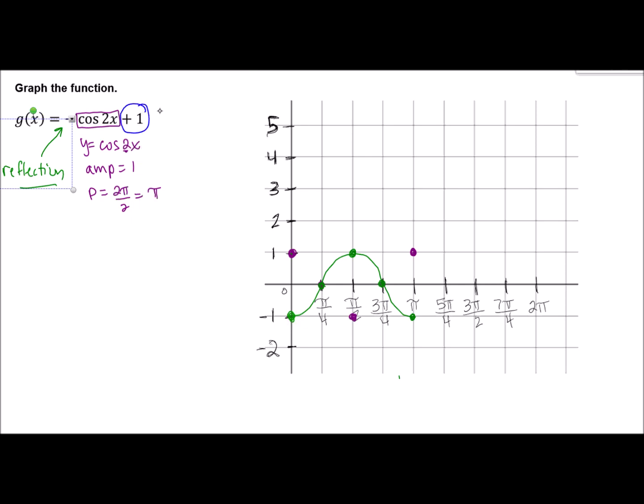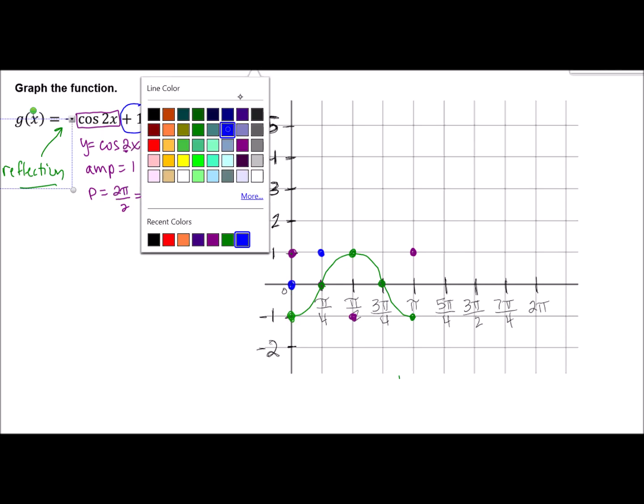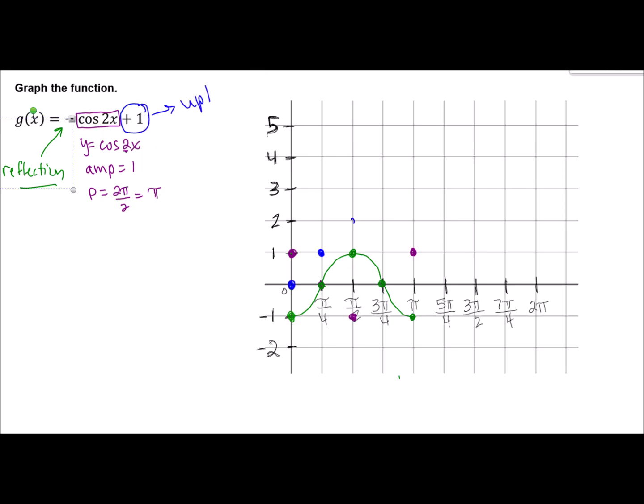Last but not least, we're going to move it, and everything's going to go up 1, go up 1, 1. Okay, and then this guy goes up here. What happened to my pen? Right up to there. This one up to there. There. We're going to draw our final picture. And that would be our final graph.